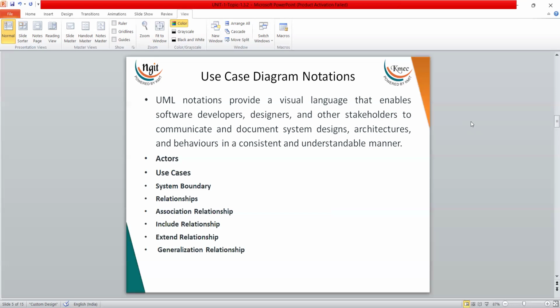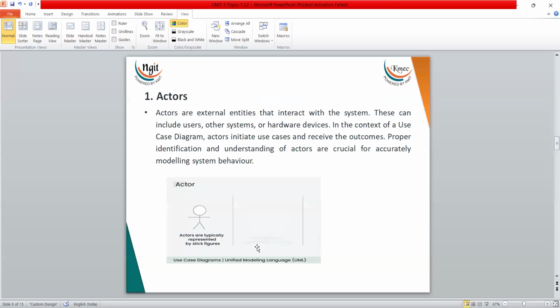So coming to the notations, these are the various types of notations that are used to design the use case diagram. The first one is an actor, second use cases, system boundary, and relationships: association relationship, include relationship, extend relationship, generalization relationship. So coming to the first notation, which is an actor. An actor is typically represented by a stick figure.